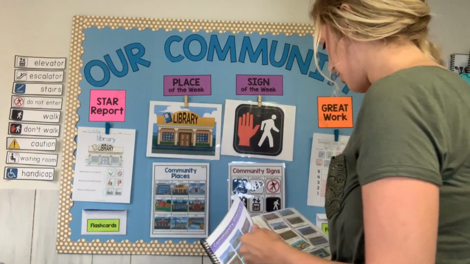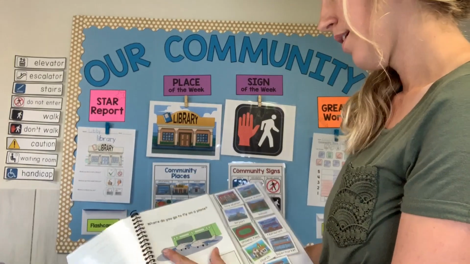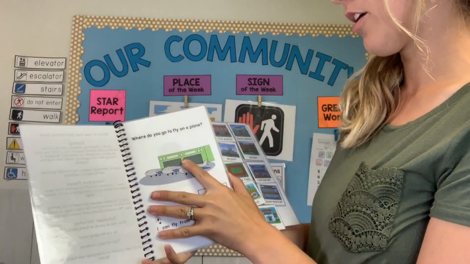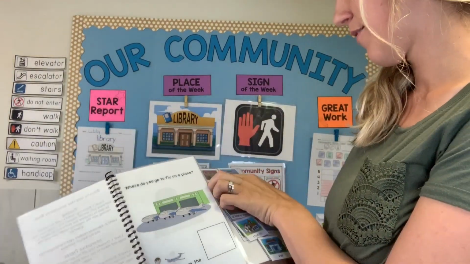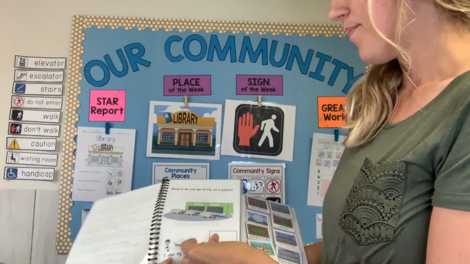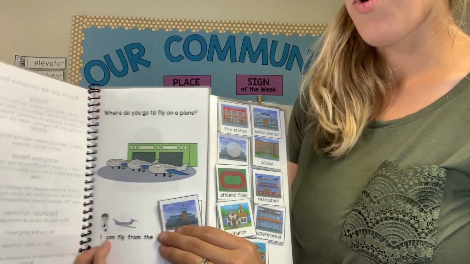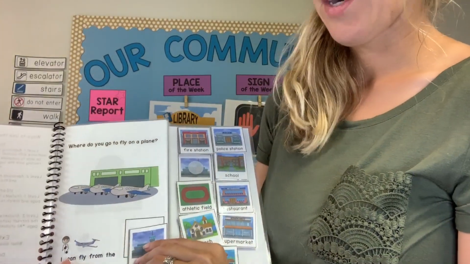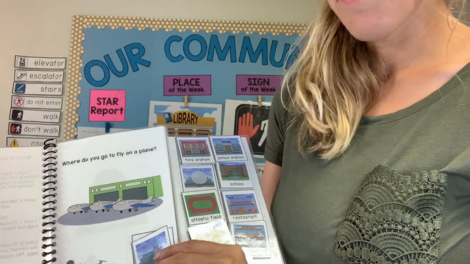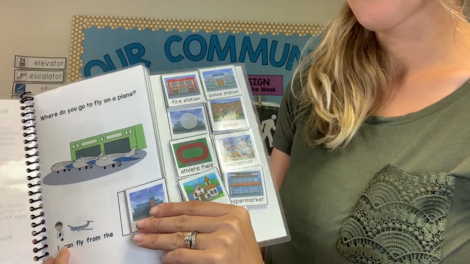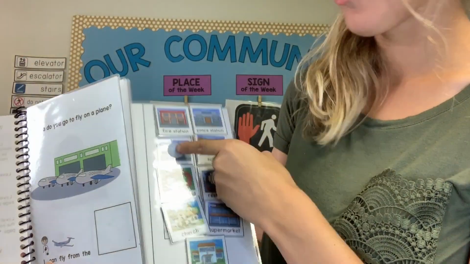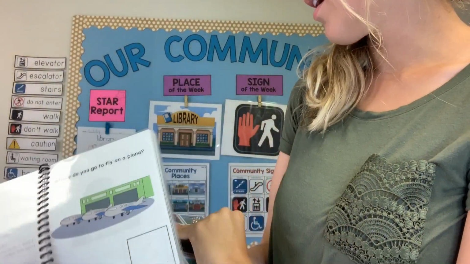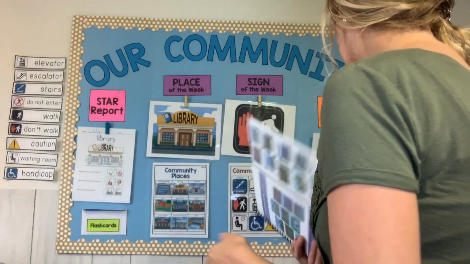So let me just show you the books real quick. There's like a picture, like where do you go to fly on a plane? I can fly from the airport. So that would be like a level 2, kind of more abstract. They're not just matching, they're seeing, oh, airport, planes at the airport, okay. Or you can have students, the pictures already be on the book, and they can take the pictures off and match to the sign right there. So a couple options in one book, which I love doing.